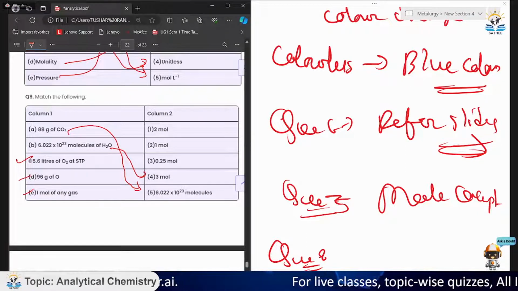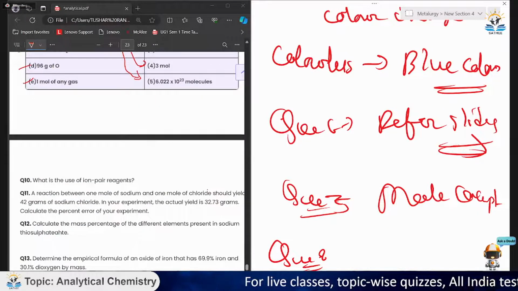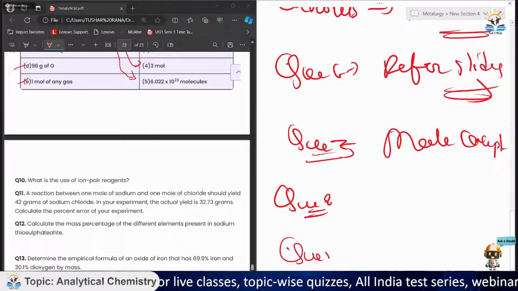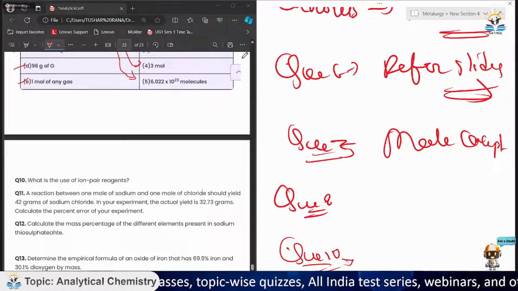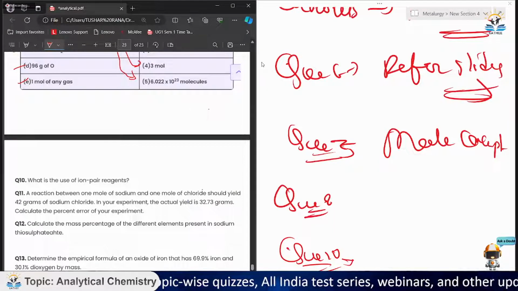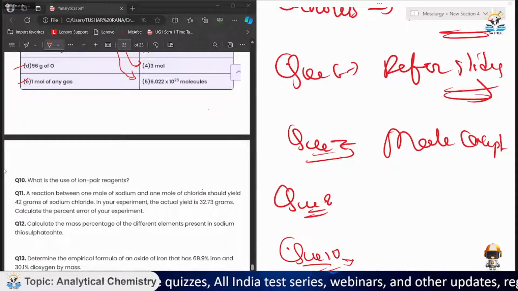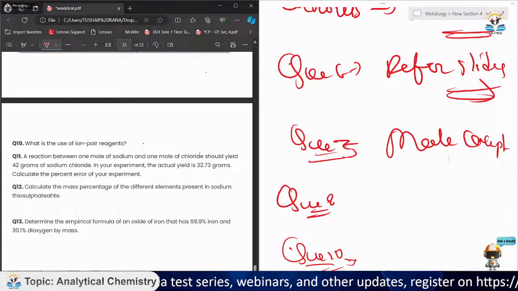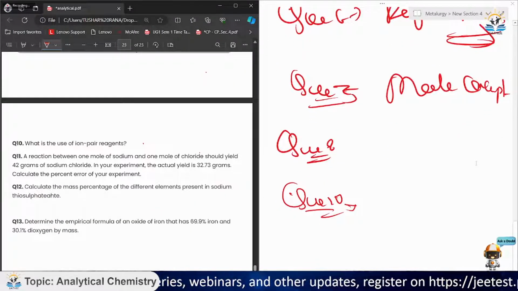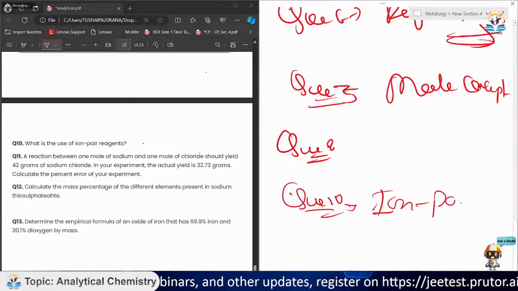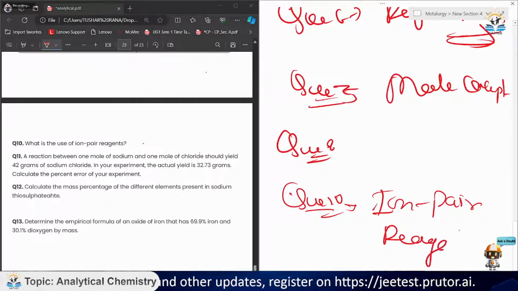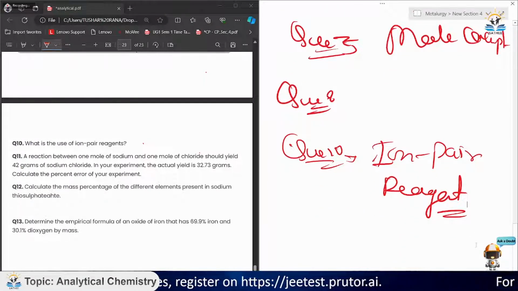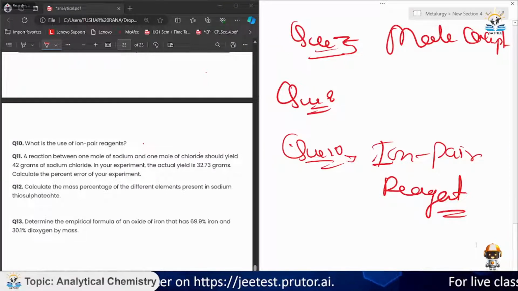Okay. Now let's move on to the next question, that is question number 10. Okay, what does question number 10 say? Okay, let me just move it up. Question number 10 says, what is the use of ion pair reagent? Ion pair reagent. So basically, the ion pair reagent refers to the chemical substances that pair with each other to form a complex.